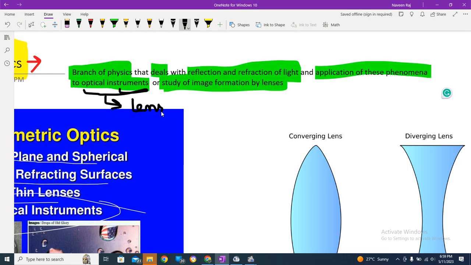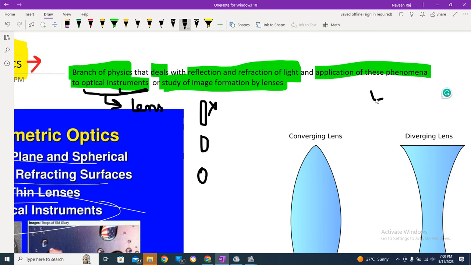Now what is a lens? A lens is a transparent refracting medium having two surfaces, of which at least one is curved, or both. If you have a piece of glass like this, it cannot be a lens. For being a lens, it should be like this or like this. Even if one side is curved and the other is not, we will discuss this when we discuss the types of lens.